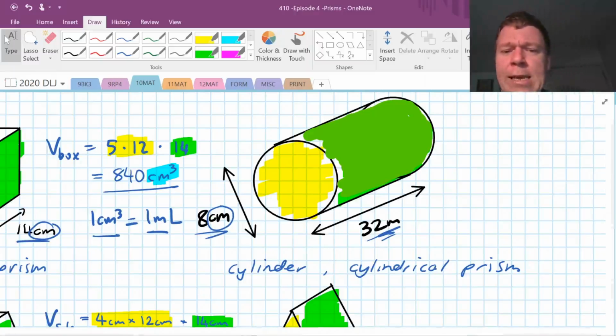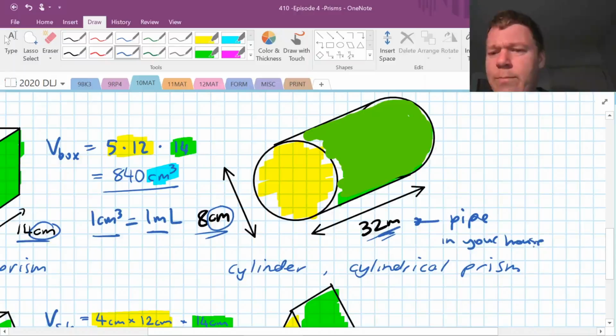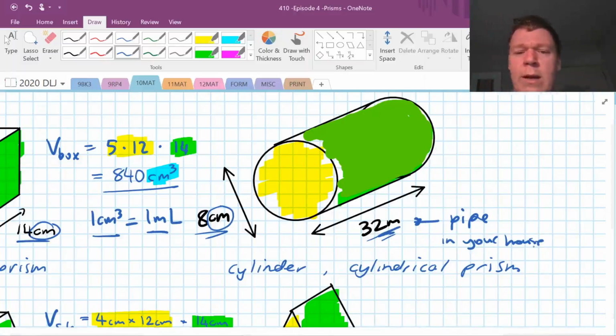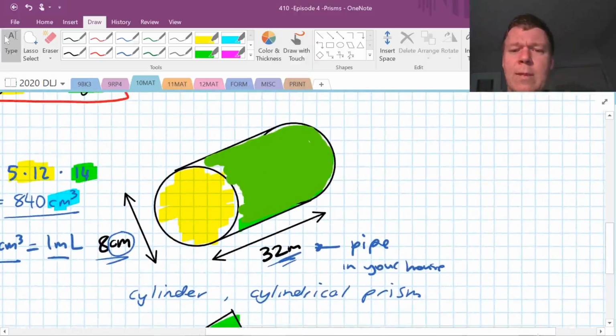So this would be 32 meters. That's quite long. So this could be a pipe in your house, like the hot water pipe. It might be 8 centimeters wide and 32 meters long to get the hot water to your shower. Actually, that's quite a large pipe. That's probably more like your toilet pipe, your sewage pipe. But that's hot water. Anyway, let's work this out.